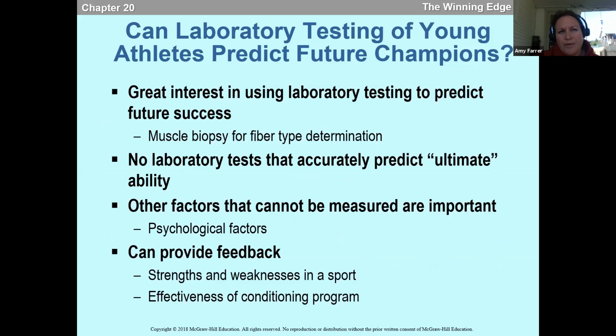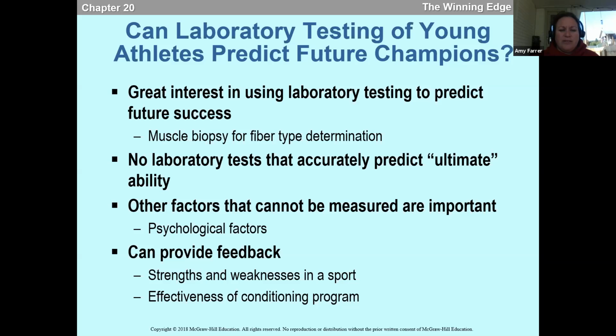We always want to know, is this 8-year-old going to be the next best, greatest? No lab test is going to accurately predict ultimate ability. Other things are going to be important, but you can't really measure them. Psychological factors: do we want to be there? Do kids lose interest in a sport because they were pushed so hard, so early, so young? You can't really predict it.